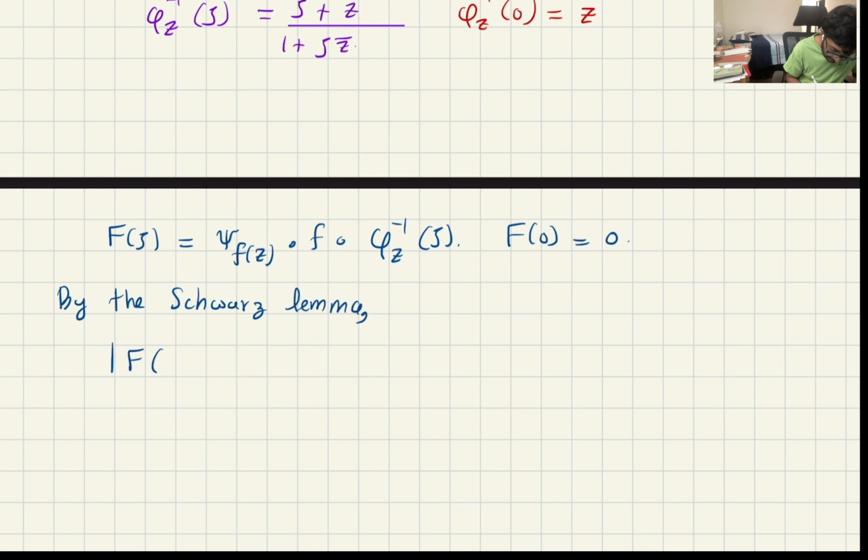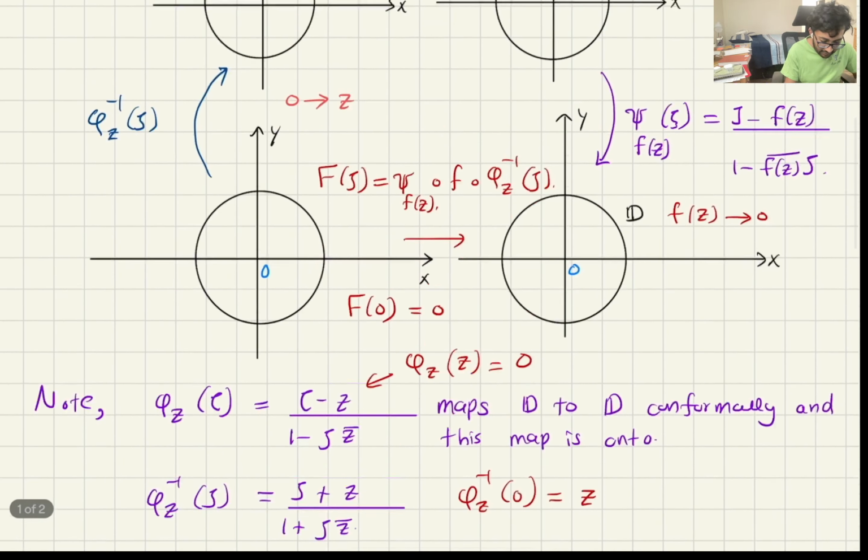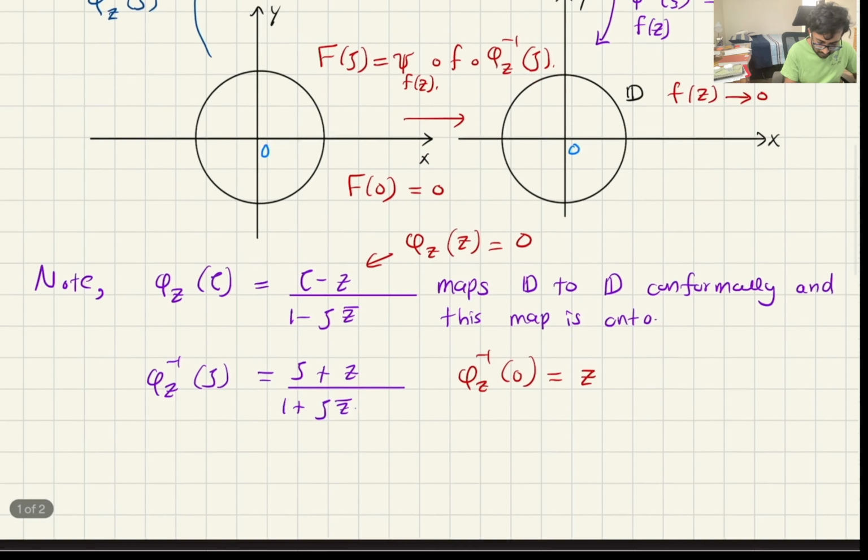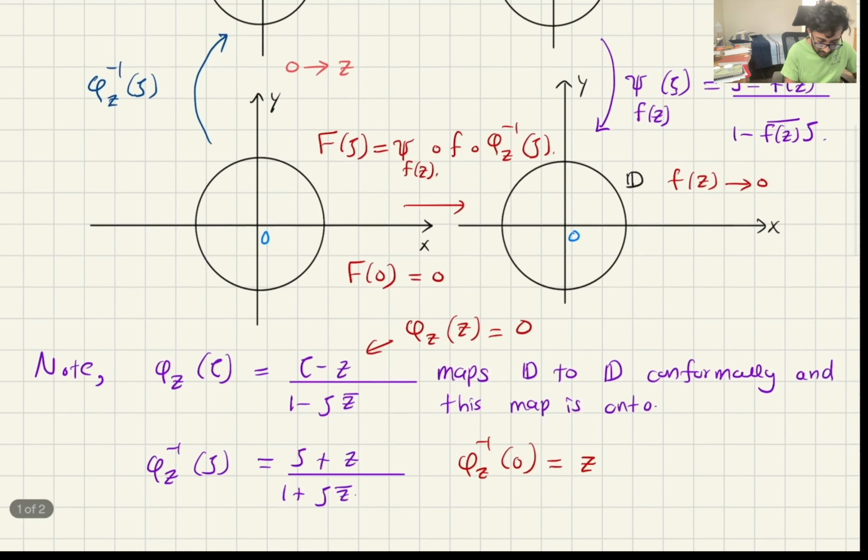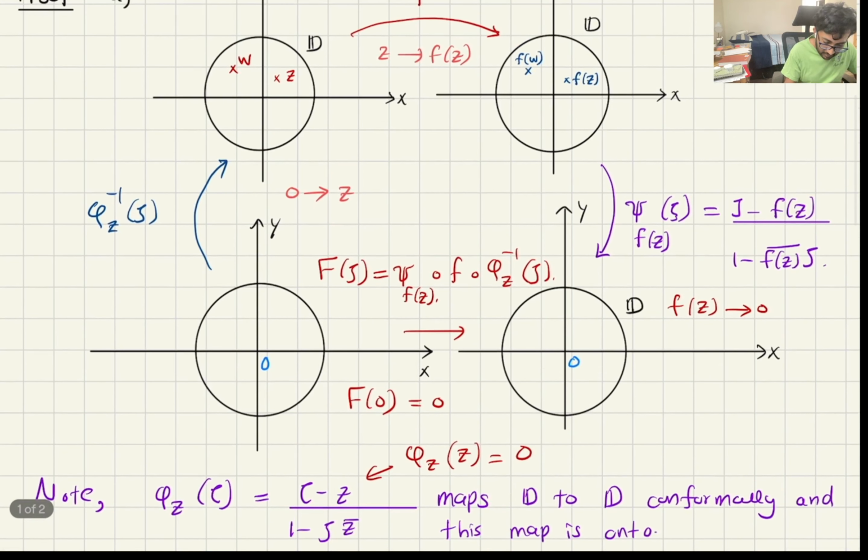I have this result: modulus of f theta is less than or equal to modulus of theta. Okay, right. This is valid for any theta in the unit disk. So now next what I'm going to do is, instead of theta, I would plug some value in the unit disk. What I'm going to plug is, I have W here.